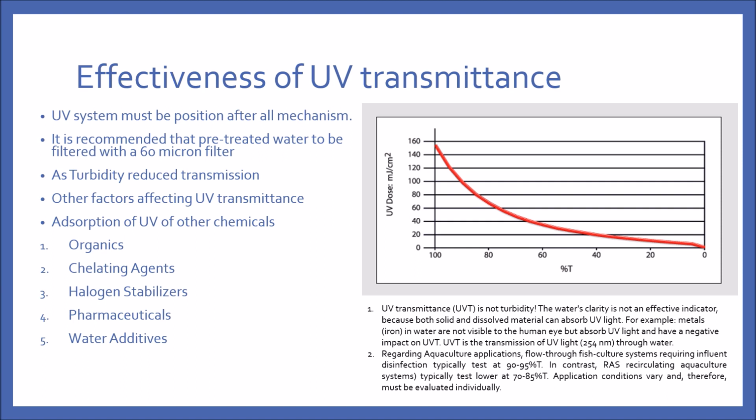To have an effective UV transmittance, not only does your UV light need to be sized correctly with a low residence time, but your previous processes such as solid removal and biofiltration need to be done well. Note that the UV effectiveness is very dependent on the previous unit processes.